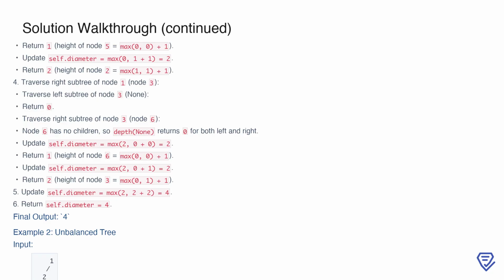Finally, for the root node 1, the left and right subtree heights are both 2, giving a total diameter of 4. This is the maximum diameter of the tree. The function then returns 4 as the final output.